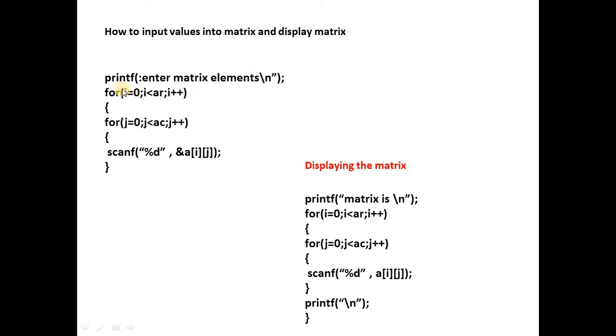the matrix elements. So i is equal to 0, i less than AR, i plus plus, this is for the rows. j is equal to 0, j less than AC, j plus plus, this is for the columns. And you will ask the user to give the values. So scanf %d, ampersand A of i j. Okay, so it repeats. First it takes 0, and this is 0 0, 0 1, 0 2, 0 3, and so on. And if it is false, then it comes here, i is incremented by 1, again it will be 1 0, 1 1, 1 2, 1 3, and so on.